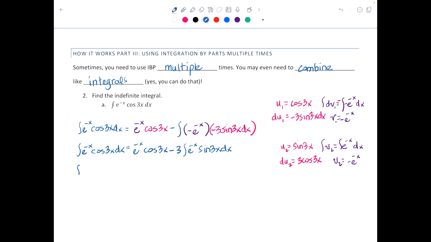All right, so the integral of e to the negative x cosine at 3x dx equals e to the negative x times cosine at 3x minus 3 times, now we're going to do the whole thing again, u2 times v2. So we'll have, and you know what I realized I needed to fix? This had to be negative, didn't it? So this would be negative, as would this.